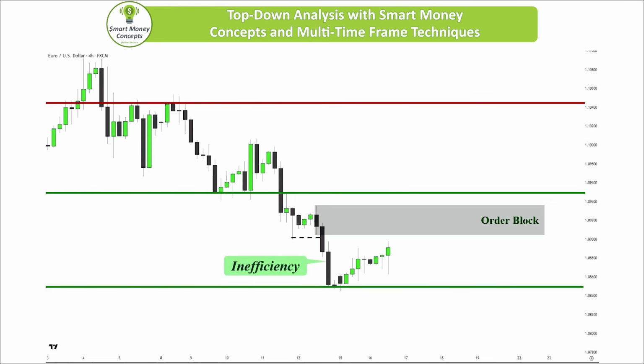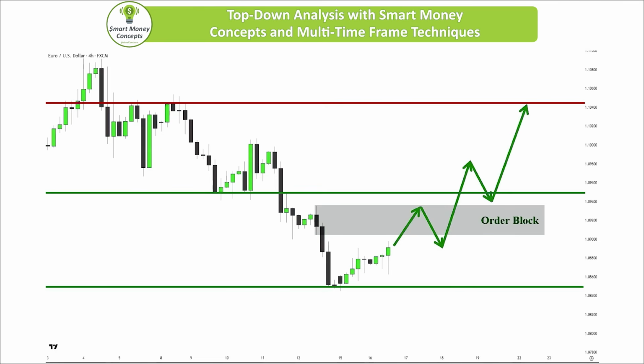However, we cannot place sell limits on this order block since the price has rejected a key daily level, potentially marking a turning point for a short-term downtrend. Therefore, we need bearish confirmations in lower time frames, like 15 minutes, to enter short positions.